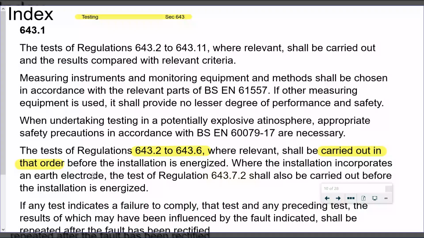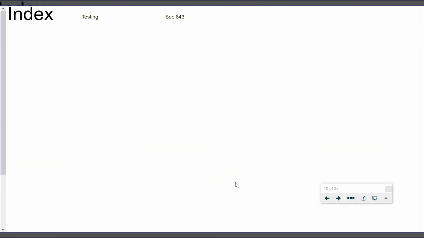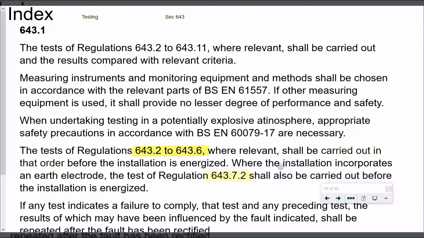And then it says where the installation incorporates an earth electrode, the test detailed in regulation 643.7.2 shall also be carried out before the installation is energised. So that then just requires you to go back and read through the headings for each one of these upcoming regulations to work out the order of tests. Now, hopefully, you are aware of CRIPER or CRIPEPR, however it's been described to you, where we're dealing with continuity of conductors, insulation resistance, polarity, and then earth electrode resistance. So you should hopefully know that answer D is the correct answer without actually having to go and look. But as I said, that is your answer route there. Making sure that they're carried out in the right order in section 643, regulation 643.1.